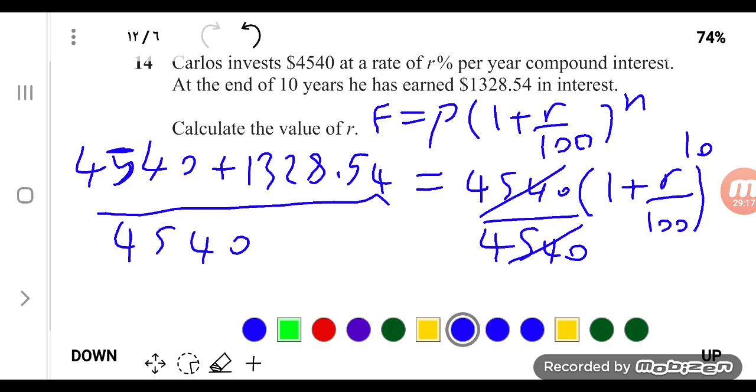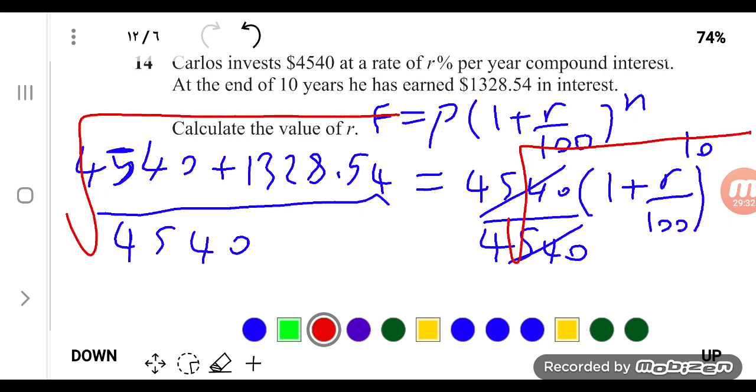Next step, you have to do root order 10 on both sides of the equation. Now root order 10 means you have to do root here and root here, but remember it's root order 10 on both sides in order to cancel the root and the power. Now what is left on the right hand side is 1 plus r over 100.